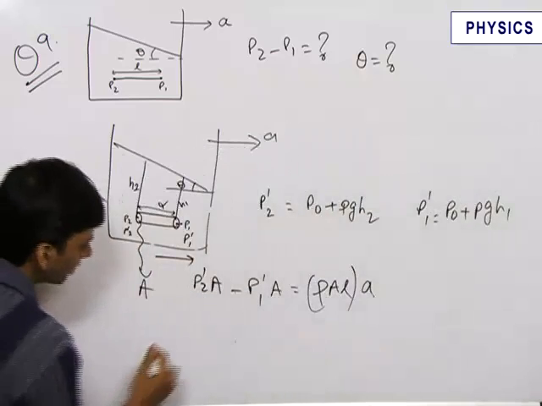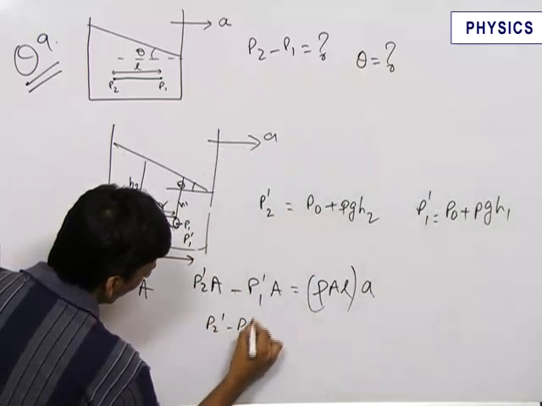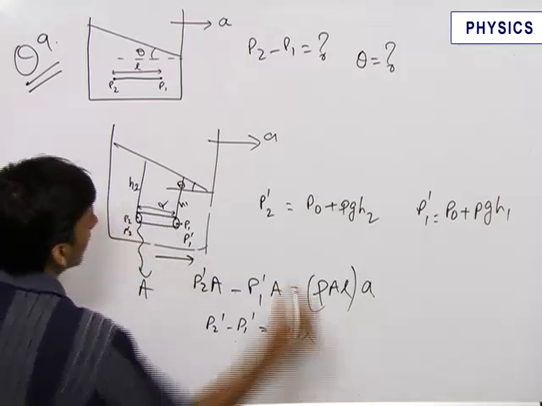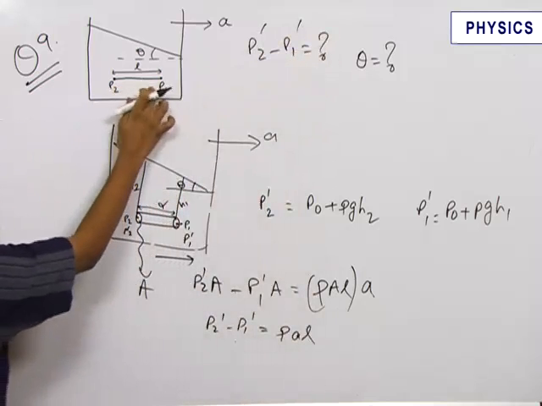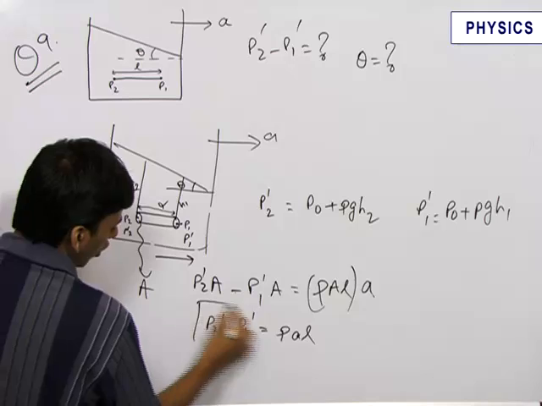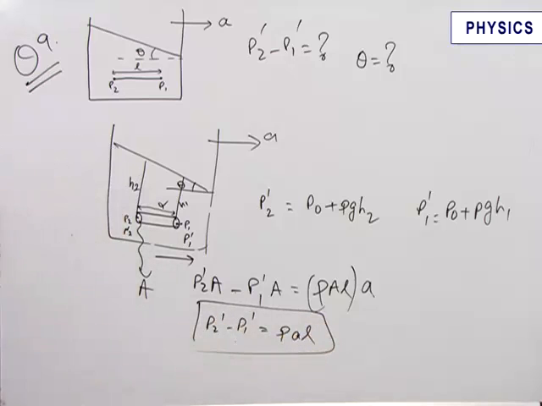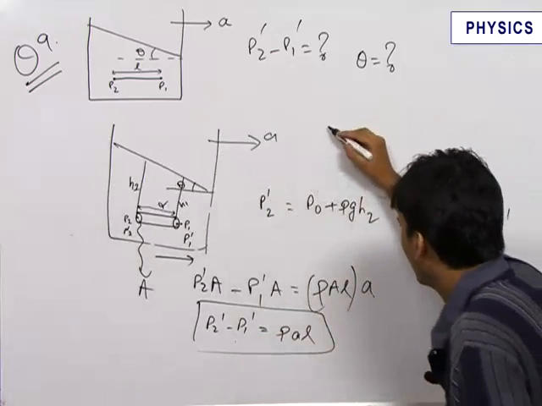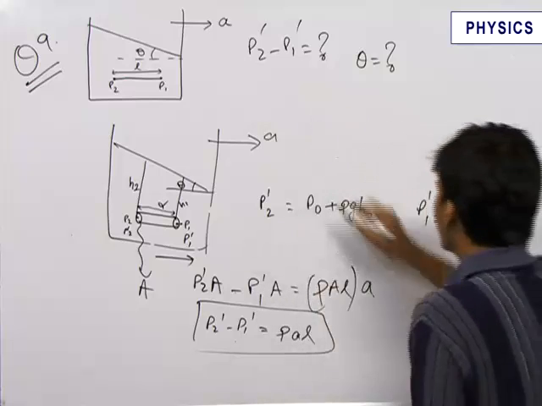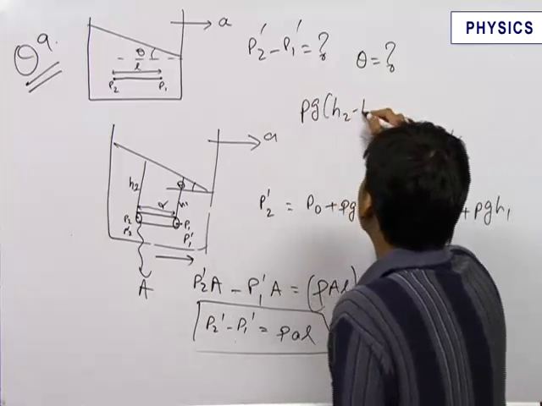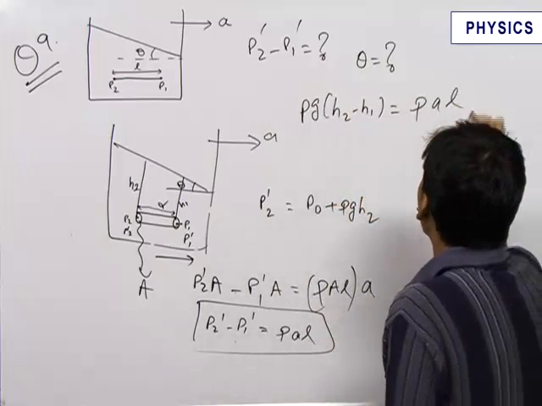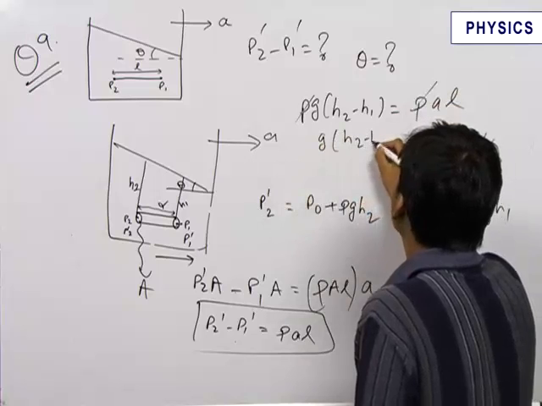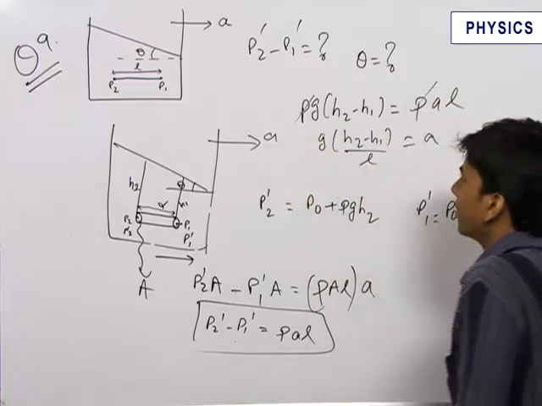On solving this, we get P2 dash minus P1 dash is equal to rho into a into L. So the difference in pressures at these 2 points P2 and P1 comes out to be rho a L. Now substituting the values of P2 dash and P1 dash from here, we get P naught plus rho g h2 minus P naught plus rho g h1, that is rho g into h2 minus h1, is equal to rho into a into L. We cancel the rho to get g into h2 minus h1 upon L is equal to a.